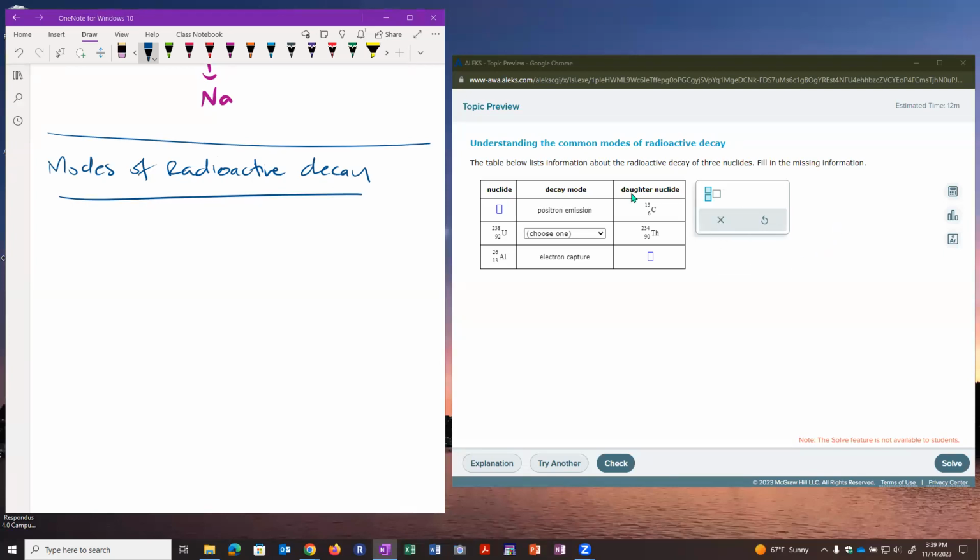All right, so in this one, we're taking a look at the different modes of radioactive decay. On the table, it lists information about the radioactive decay for 3 nuclides, and we need to fill in the missing information. So this is very similar to writing the nuclear equations, except now it's not written in an equation form but in a tabular form, but the idea is still the same. For example, it says in the first one that our daughter nuclide here is carbon-13. And we're also told that whatever we're starting off with here is undergoing positron emission. So that means it's emitting a positron.